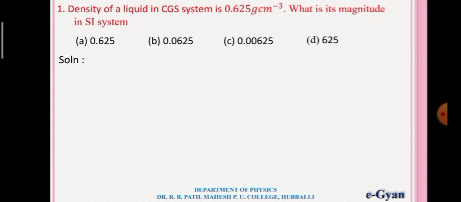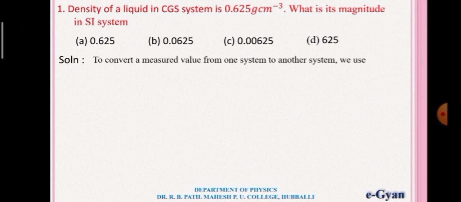In this question they have given the density of liquid in CGS system, that is its magnitude and units are given, and here we have to find the magnitude of density of liquid in SI system. For this we will be using this formula: to convert a measured value from one system to another system we use N1 U1 is equal to N2 U2. The product of N and U will be constant.